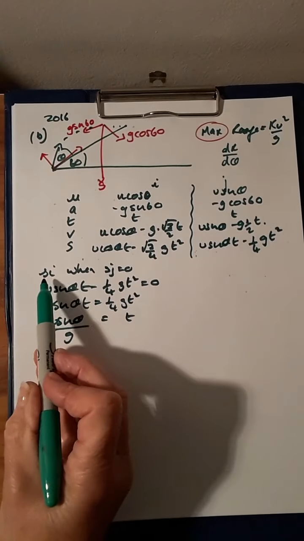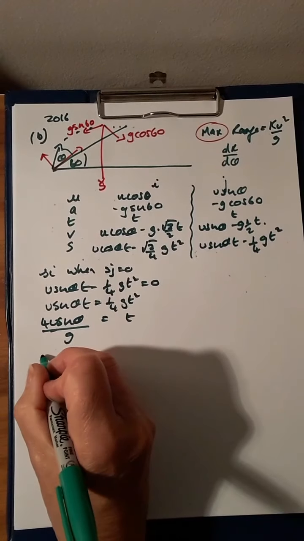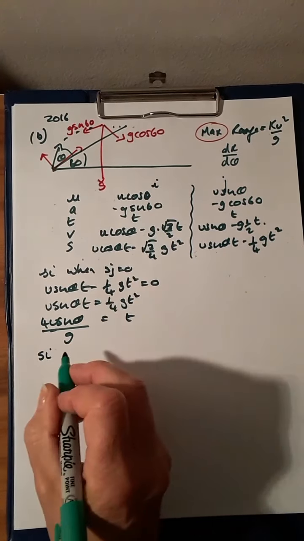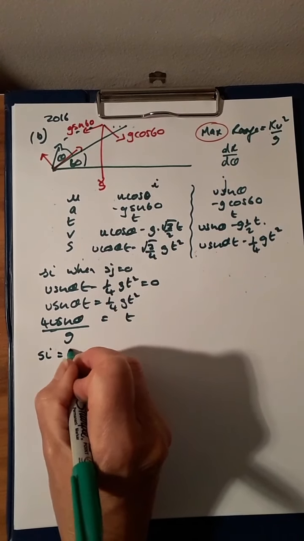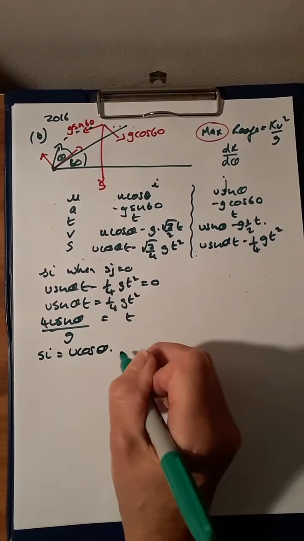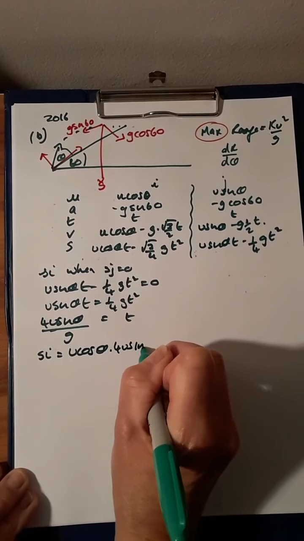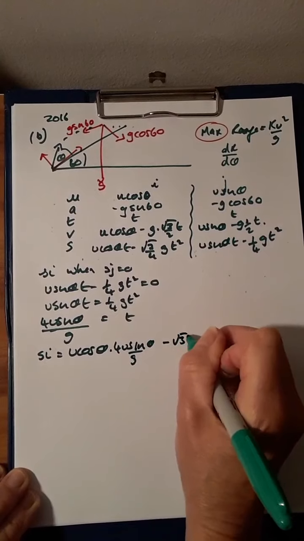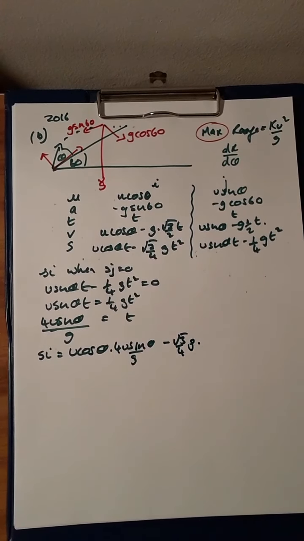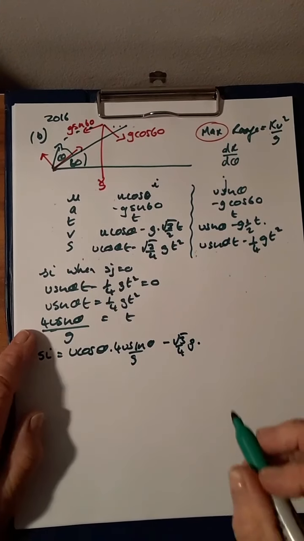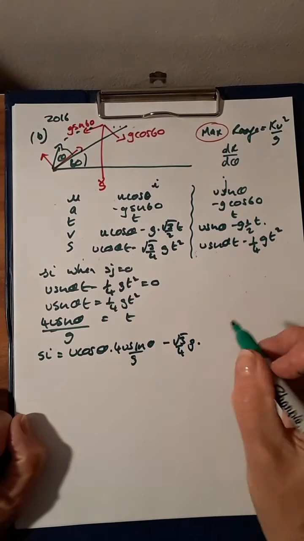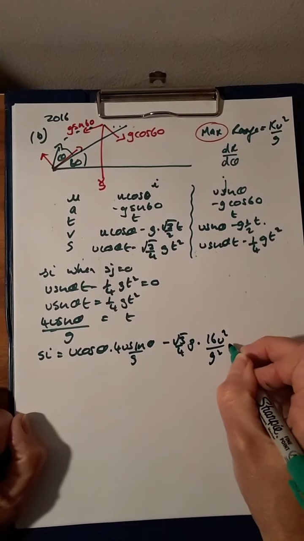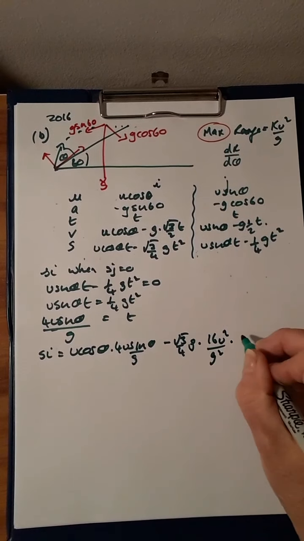Right, now the range, the SI at this t. Now we're going to go into a bit of trigonometry now. So the SI is this fella here. So U cos theta by t, and t of course is 4u sine theta over g, minus root 3 over 4 g by t squared. So I'm going to square that. That's going to be 16u squared over g squared by sine squared theta.